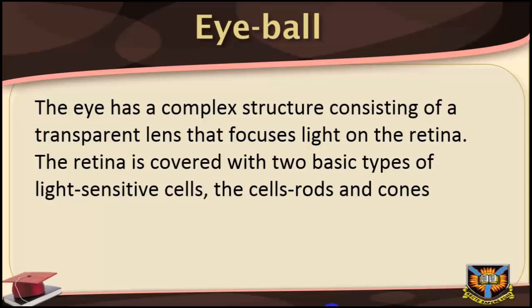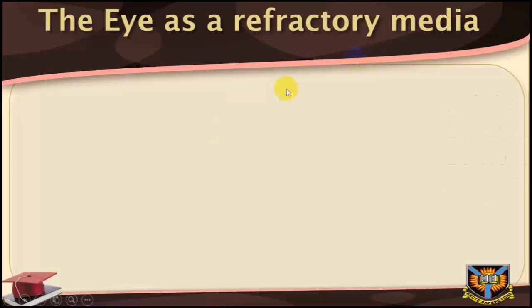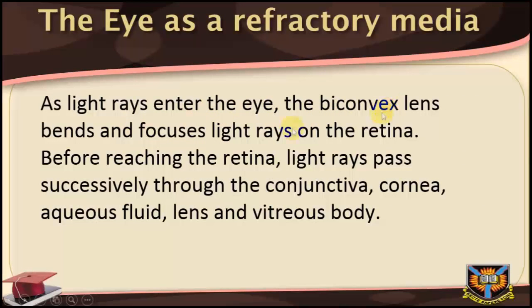The eye is connected to the brain through the optic nerve. The point of this connection is called the blind spot because it is insensitive to light. The eye as a refractory media. As light rays enter the eye, the biconvex lens bends and focuses light rays on the retina. Before reaching the retina, light rays pass successively through the conjunctiva, cornea, aqueous fluid, lens, and vitreous body.